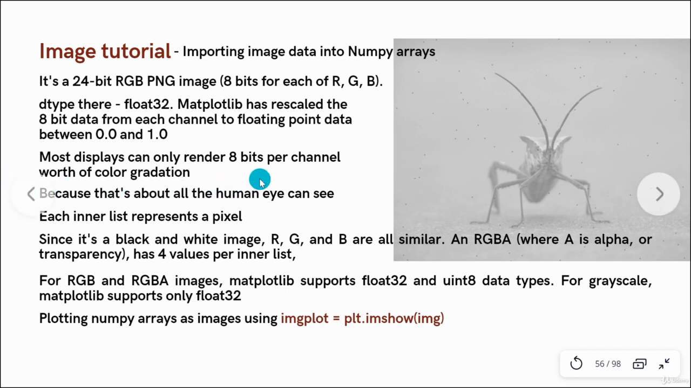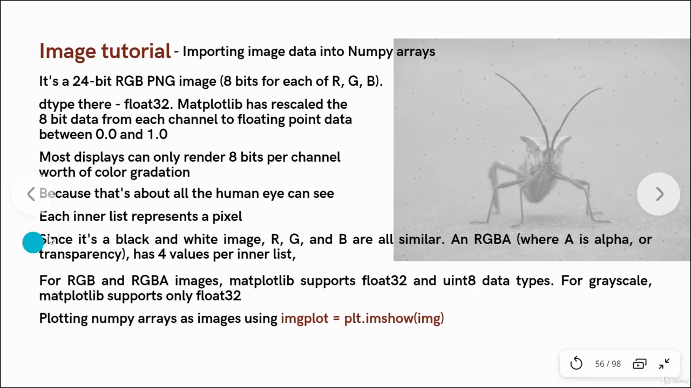Now, there are a few aspects that you need to understand here. One, most displays render only 8 bits per channel. Per channel means for R, G, and B. This is because that's what the human eye can see. You have to go a little bit into the principles of photometry and photography for all that, but this is what you can understand. Now, each inner list represents a pixel. So when the image data gets converted into NumPy, each inner list will represent a pixel.